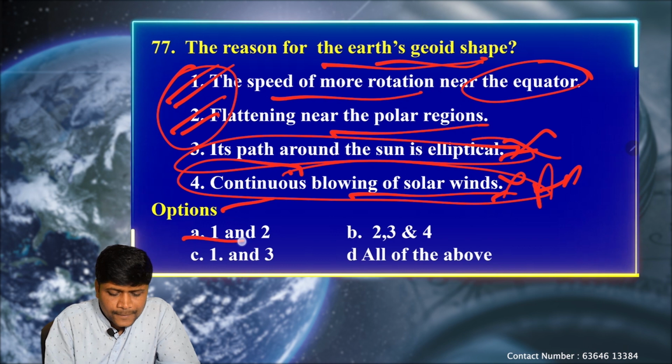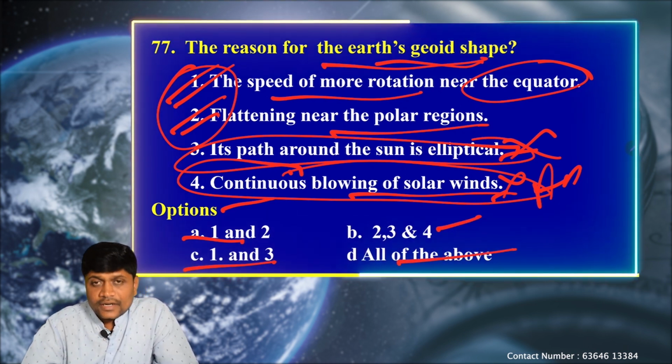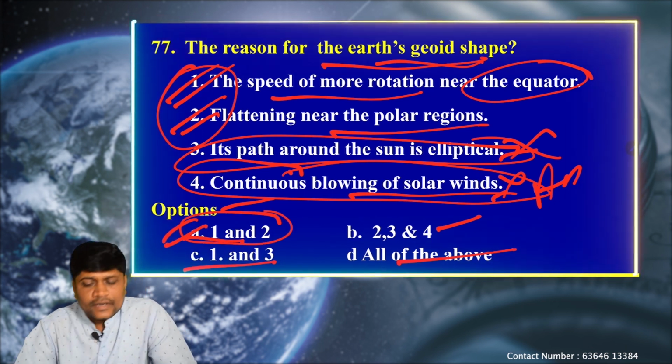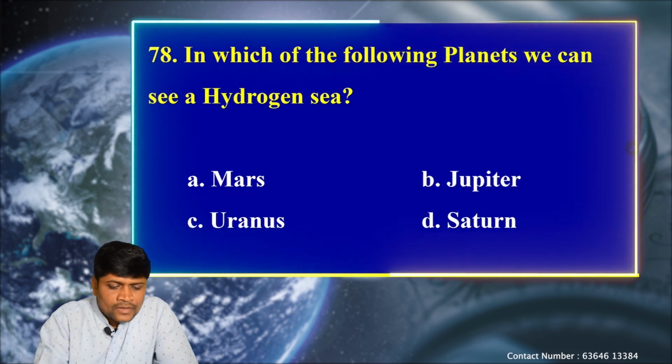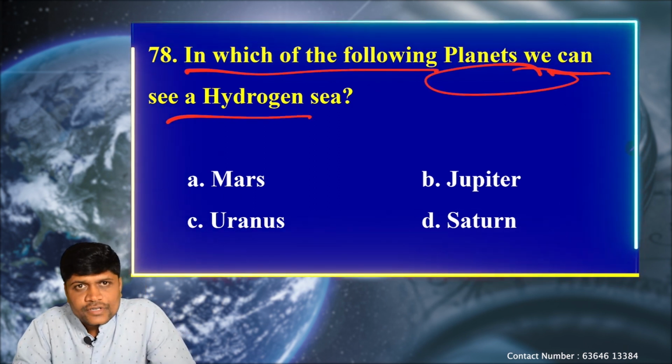In the options we have A, 1 and 2, B, 2, 3 and 4, C, 1 and 3, and finally D, all of the above. We know only option A, 1 and 2, is correct. Next question. In which of the following planets can we see a sea of hydrogen?